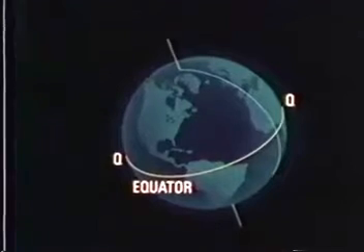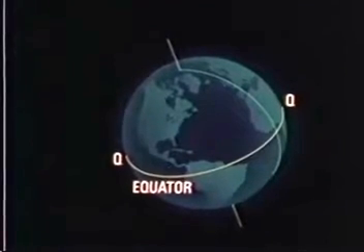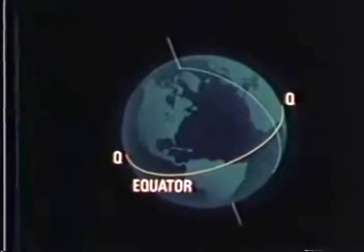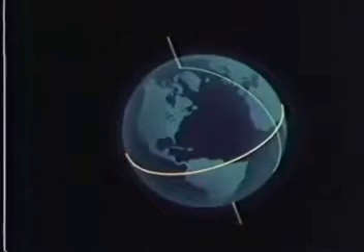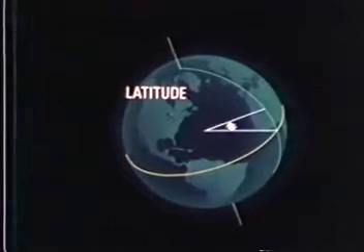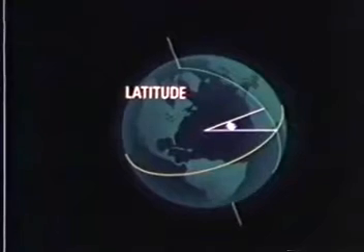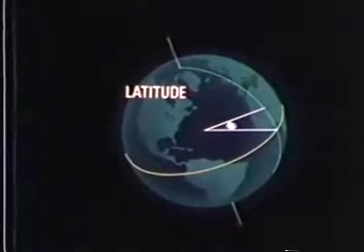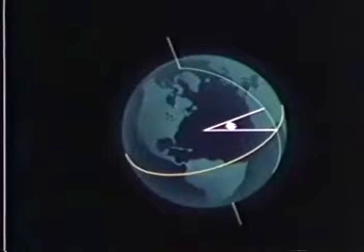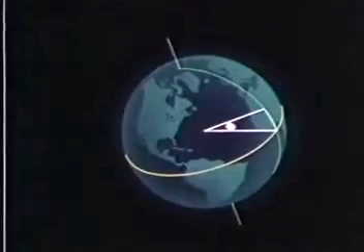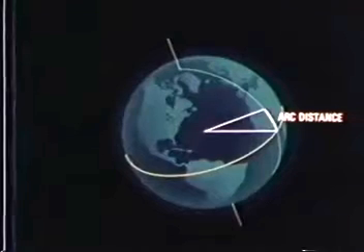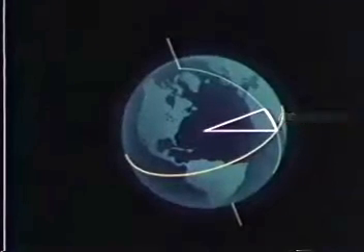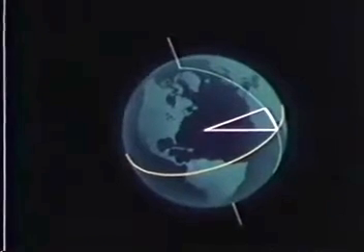The equator is the great circle perpendicular to the Earth's axis. It is represented by the letter Q. Latitude is the angular distance from the equator measured along a meridian north or south from 0 degrees to 90 degrees. The great circle distance of the arc along the Earth's surface is called arc distance. It can also be translated into linear distance.